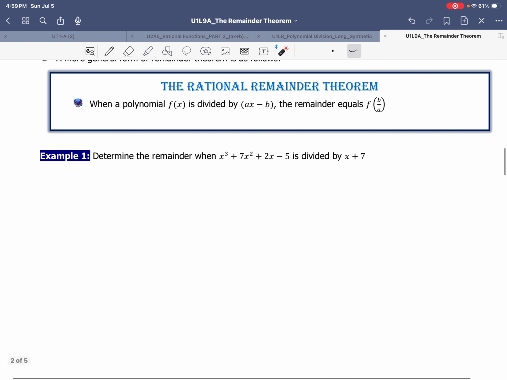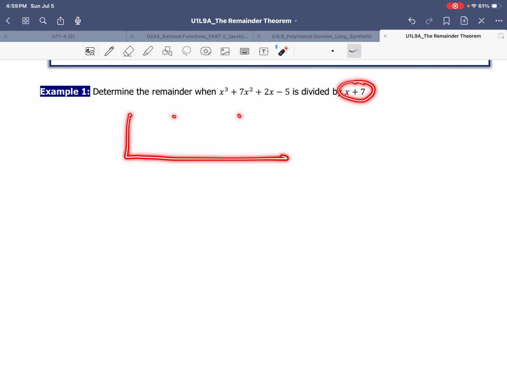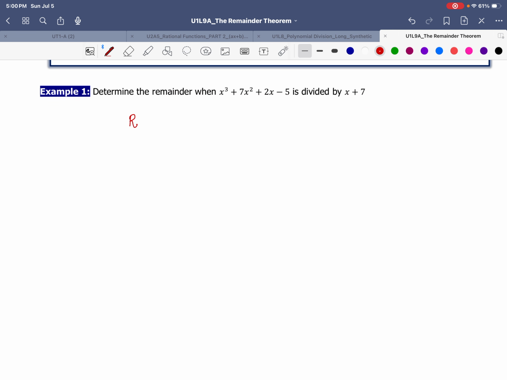Now we're going to start with our first example and excitingly use this new theorem we just learned. So if you were to determine the remainder when dividing by x plus 7, you would normally perform the entire division. Synthetic, long, doesn't matter. But now we have a quicker way of finding the remainder. So if we want the remainder, all we have to do is find the value of this function at b. So this is our function. So the function is f of x equals x cubed plus 7x squared plus 2x plus minus 5.